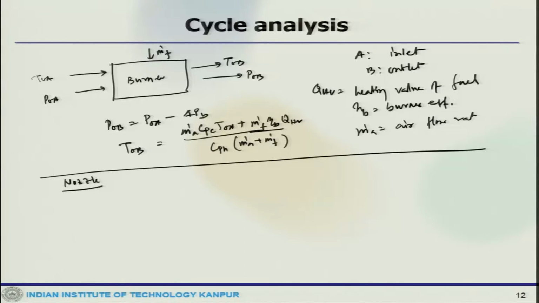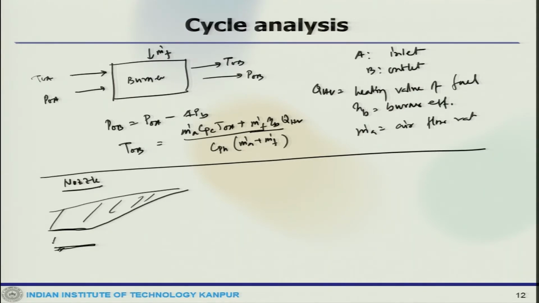So, let us continue the discussion on the Ramjet, and we are looking at the individual modules first. We have looked at intake and the burner. Now we are going to look at the nozzle and then finally the complete engine analysis. So, how would the nozzle look? Let us draw a schematic of the nozzle. It may look like this.